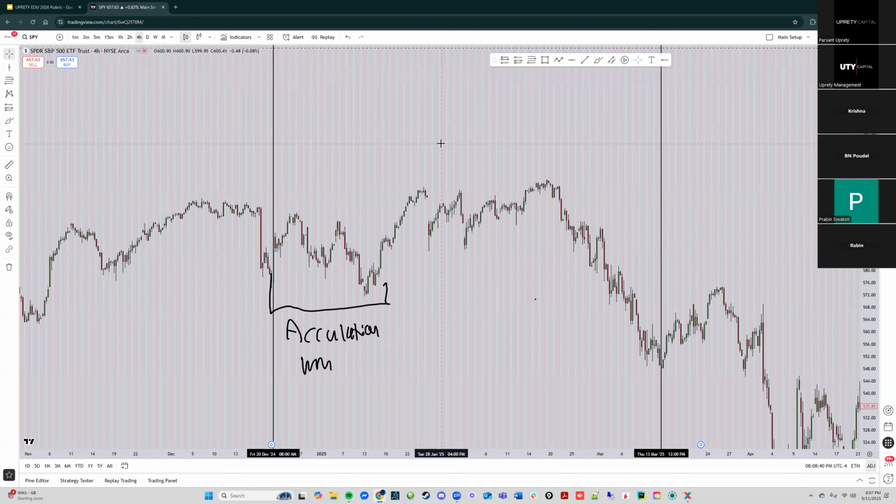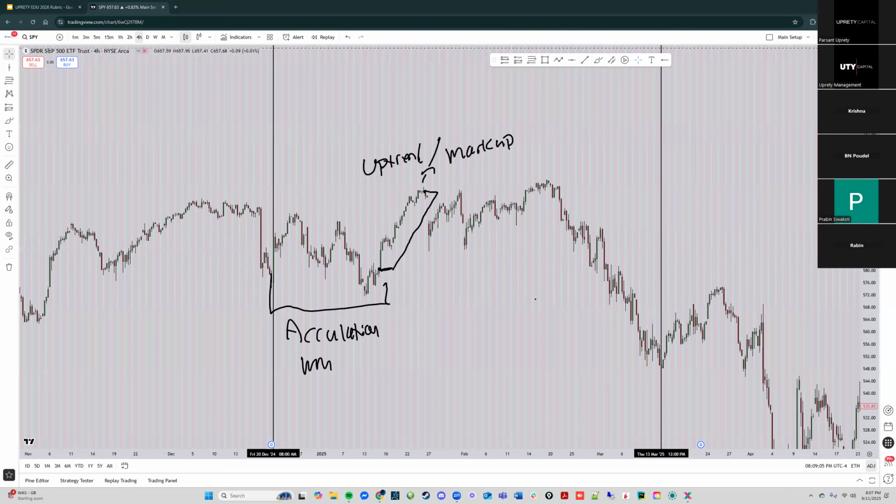The second phase is called either an uptrend, or we can call this a markup. This is when retail and other traders, other banks, stuff like that, start entering in. That is from here all the way up to here. This is called the markup.